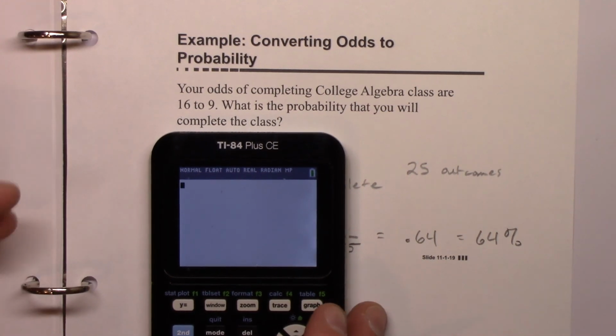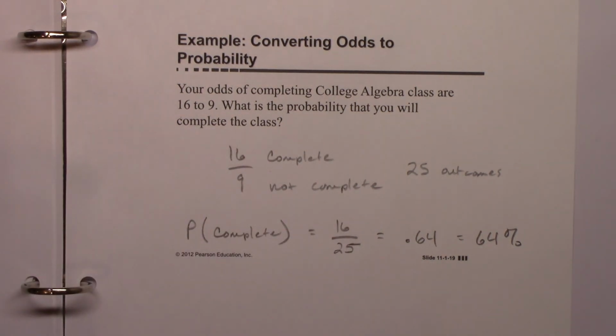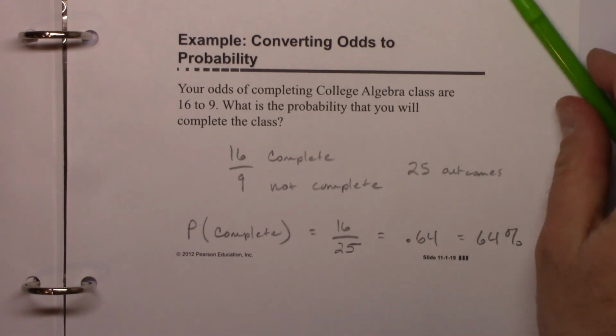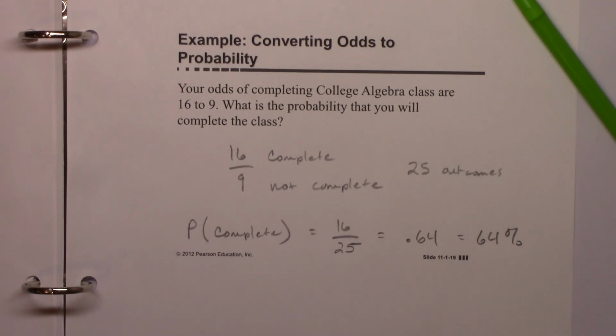So basically what I'm illustrating with those last couple of examples, if you know the odds, you can easily convert it to probability and vice versa. So that does it for section 3.1, which are just the basic concepts of probability.